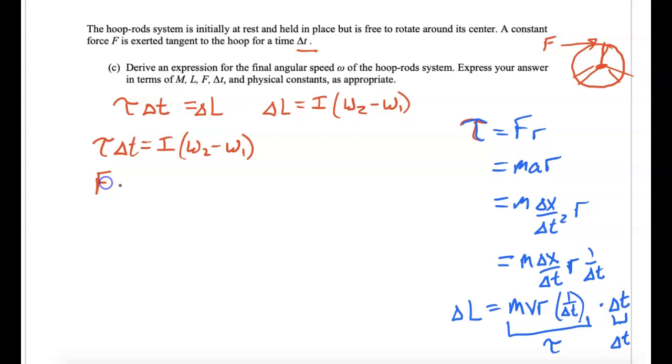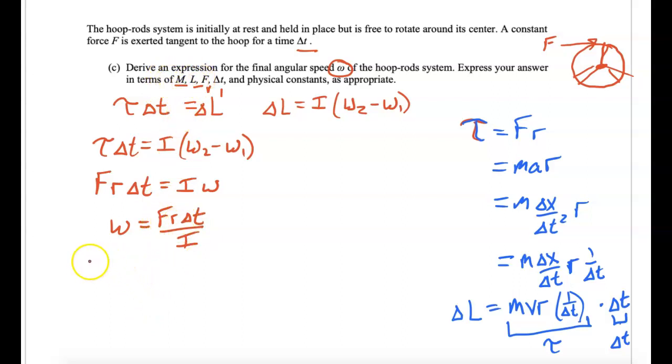But first, we know that this is force times radius times delta t is equal to I times that change in the angular frequency. So angular frequency is equal to FR delta T all over I. Now, it said to find the angular speed of the hoop rod system, and we did that, but it says express your answer in terms of M. Nope, we don't have that. L. Nope, we don't have that. F. Yeah, we have that. And T. So we really need to find a way to get this to M and L.